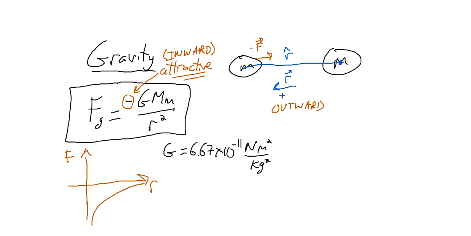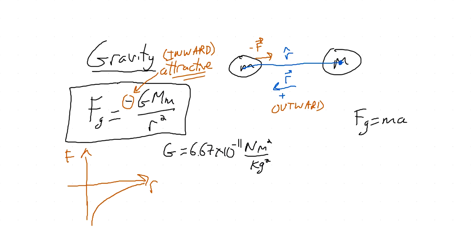Potential energy. Before we derive a formula for potential energy, I want to do a little thought experiment. So from this equation, we can clearly solve for little g. We can solve for the acceleration by setting Fg equal to ma.